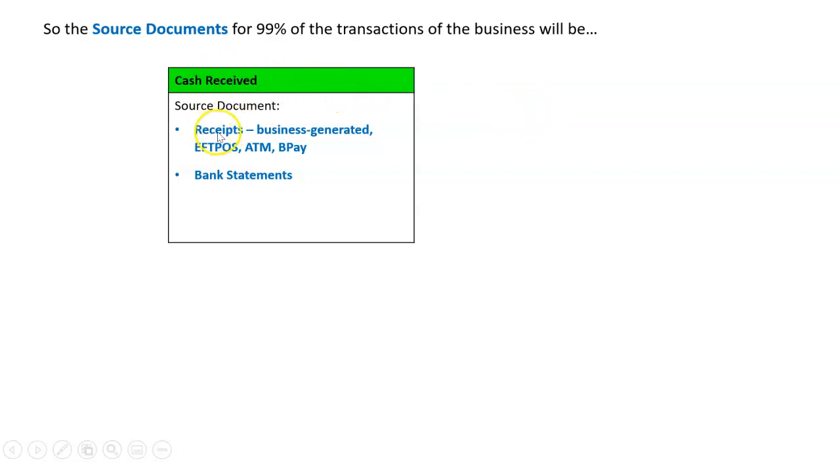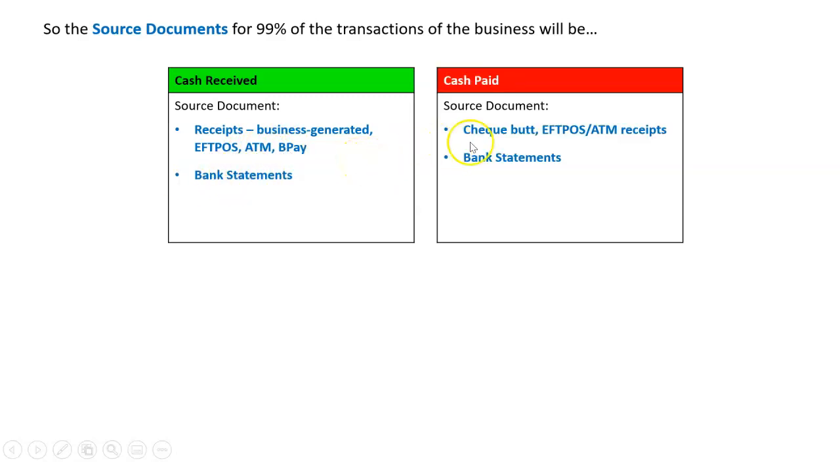So when we receive cash, we're going to give a receipt. That's probably a business generated receipt. It could be manual, could be computerized, EFTPOS receipt, ATM receipt, BPAY receipt, but we can also cross-reference that with the bank statement. And when we pay cash, the source document could be a cheque butt or EFTPOS, ATM receipts, could also be a BPAY receipt, but again, we can check it with the bank statements.